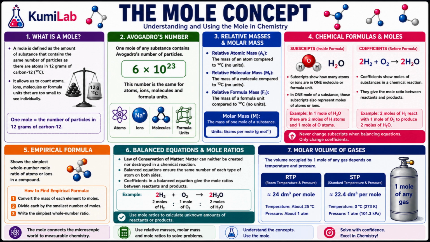Chemical formulas. A formula shows the particles and the numbers written low. Subscripts tell the atoms or ions in each particle that we show. In H2O, the 2 means 2 hydrogen atoms are there. But in 1 mole of water, 2 moles of hydrogen atoms are there.